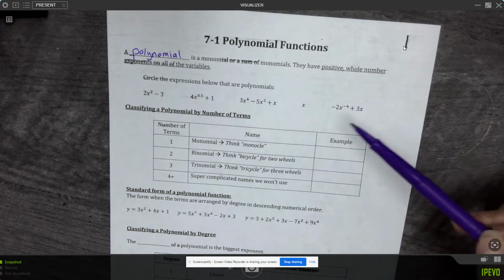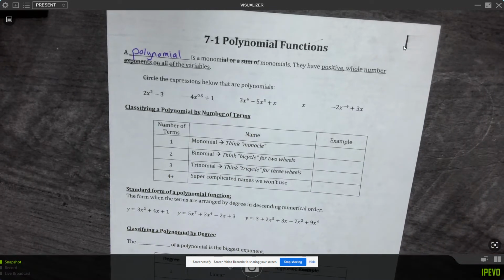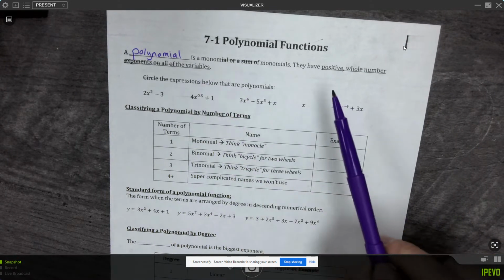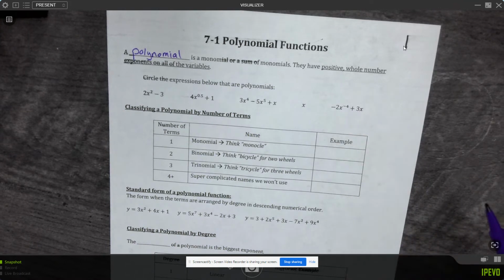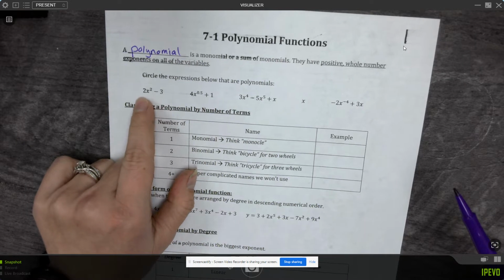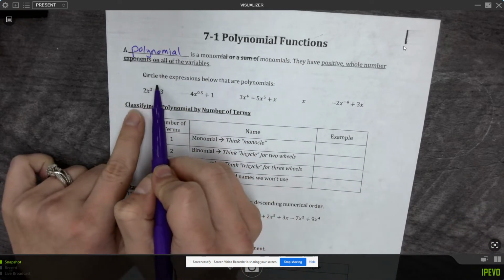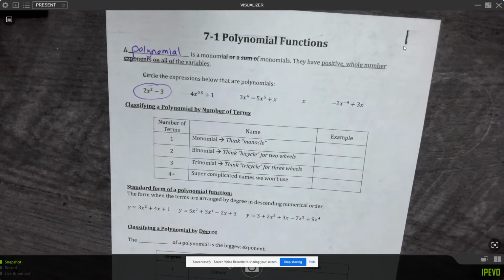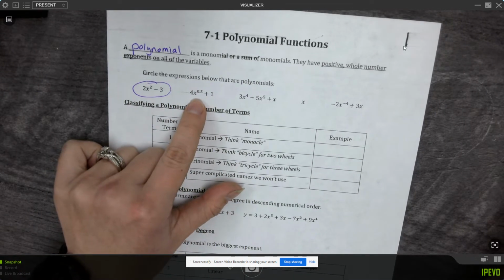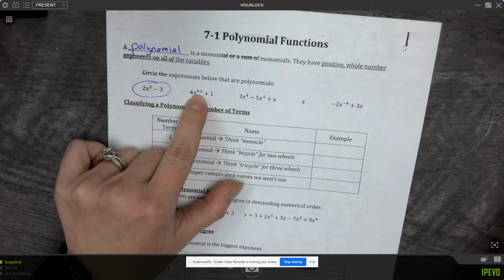So in our examples below, we want to circle all of the polynomials. You're going to circle all that on all of the variables, you have positive and whole number exponents. So if it doesn't have a variable, like -3, that's fine. But on your variable, it has to have a positive whole number exponent. So 2x squared minus 3 is a polynomial. 4x to the 0.5 plus 1, that is not, because this exponent is not a positive whole number.